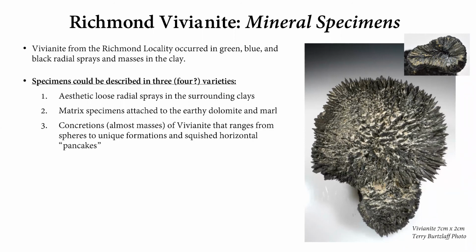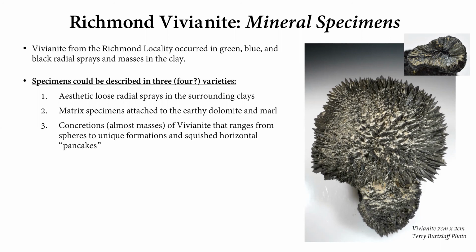And then one of the most common ones were these concretions, almost like masses of Vivianite. These range from very spheroidal masses to kind of unique formations. I also call them squished horizontal pancakes. Over to the right here, you can see what we're talking about, which is this kind of spike ball, almost like a porcupine, growing outwards. This specimen showcases that, very fragile, had a lot of clay that was still in it, and trying to clean that specimen is going to be very, very difficult.